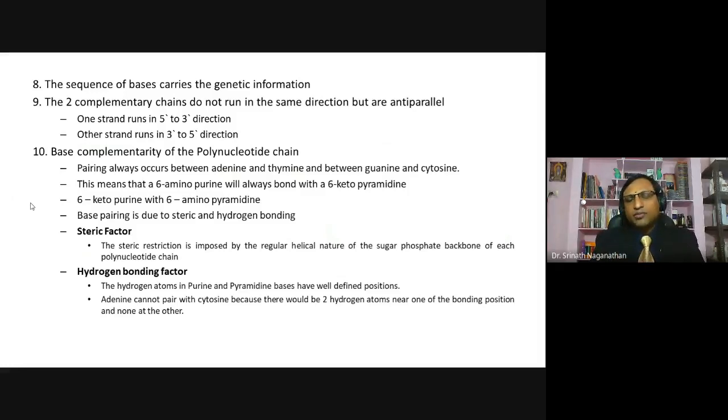And for hydrogen bonding, as we have seen, purine to pyrimidine pairing is always favorable. So adenine to thymine and guanine to cytosine is going to happen. And it is never going to be adenine to cytosine, because there would be 2 hydrogen atoms at one bonding position and none at the other. So only two will be paired and one will be left open. So there will be an imbalance. The imbalance will always be there.